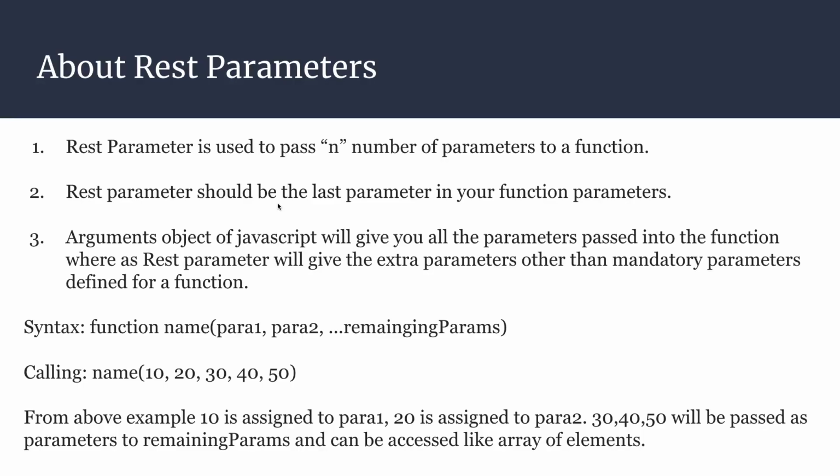REST parameters can be used as an array and can use all the prototype methods of an array, whereas the arguments object can be used only for accessing the values as well as the length, but it will not act like an array, so we cannot use prototype properties of an array on the arguments object. So this is how REST parameters or the REST operator works. Hope you guys clearly understand what REST parameters are and what the difference is between REST parameters and the arguments object.